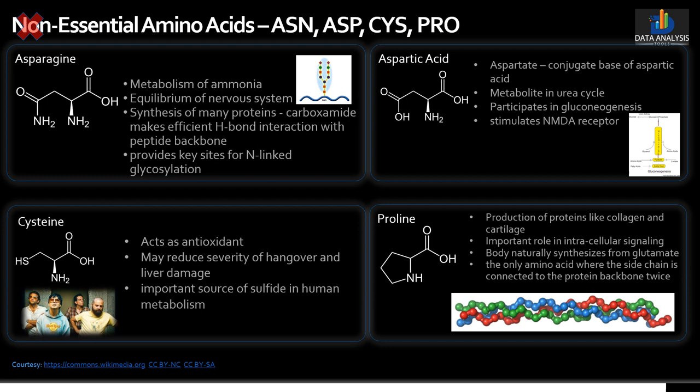Proline. An important function of proline is the production of proteins like collagen and cartilage. The human body can naturally synthesize proline from glutamate. There is usually no need to supplement proline. It is the only amino acid where the side chain is connected to the protein backbone twice. Proline also plays a role in intracellular signaling.